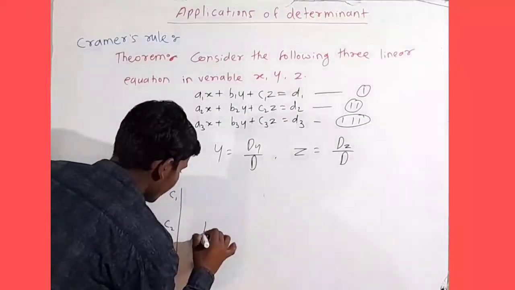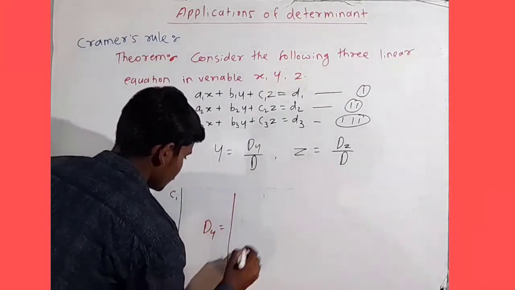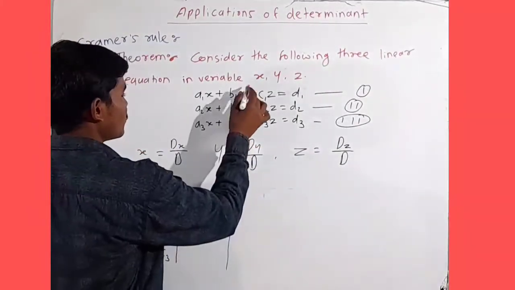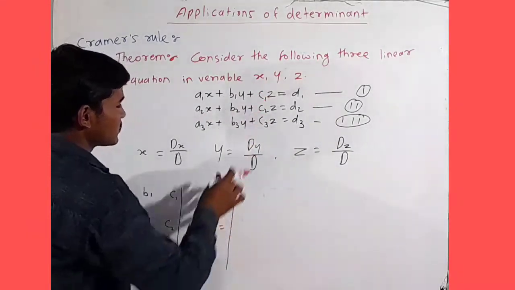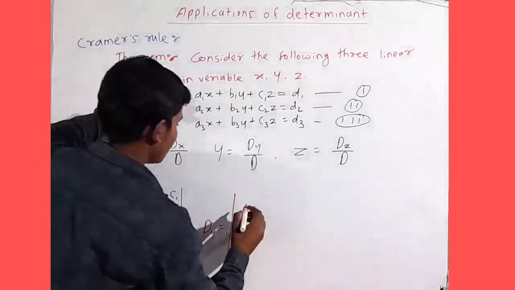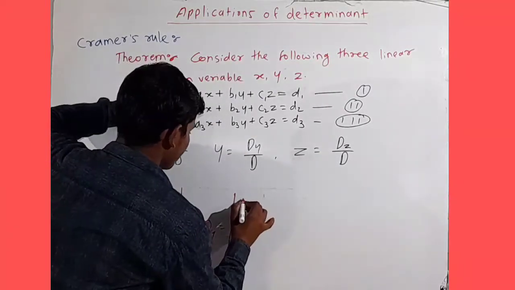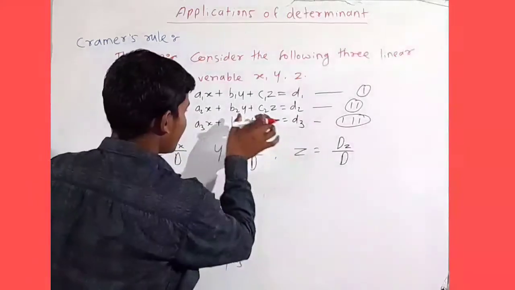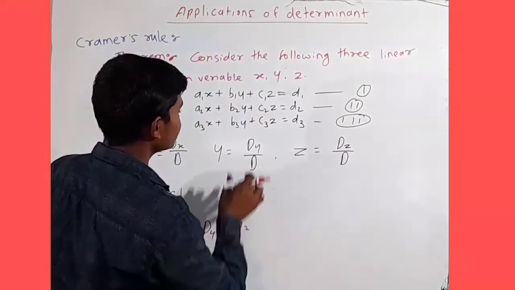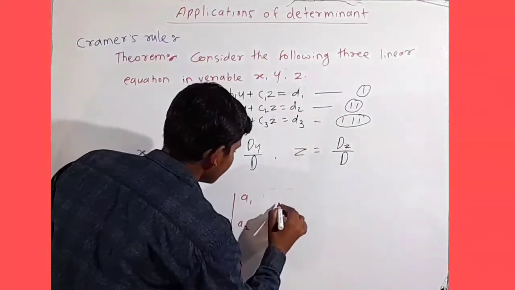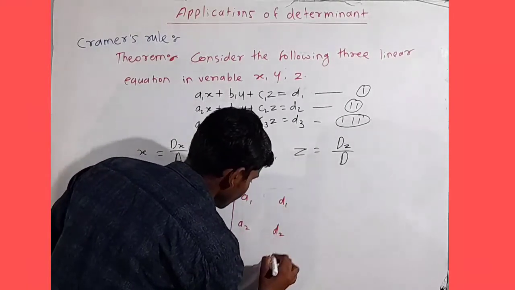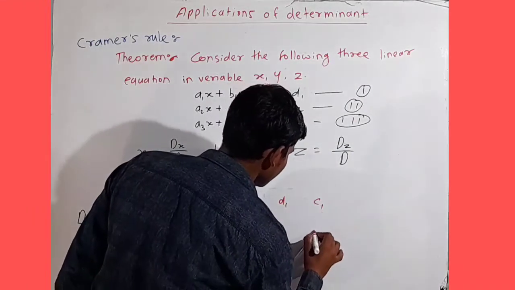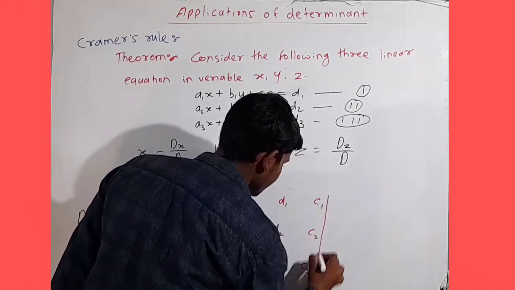Now dy. While finding the value of dy, we have to eliminate the terms belonging to the y variable, that is we write a1, a2, a3, and at the place of the terms of y we write d1, d2, d3, and c1, c2, c3.